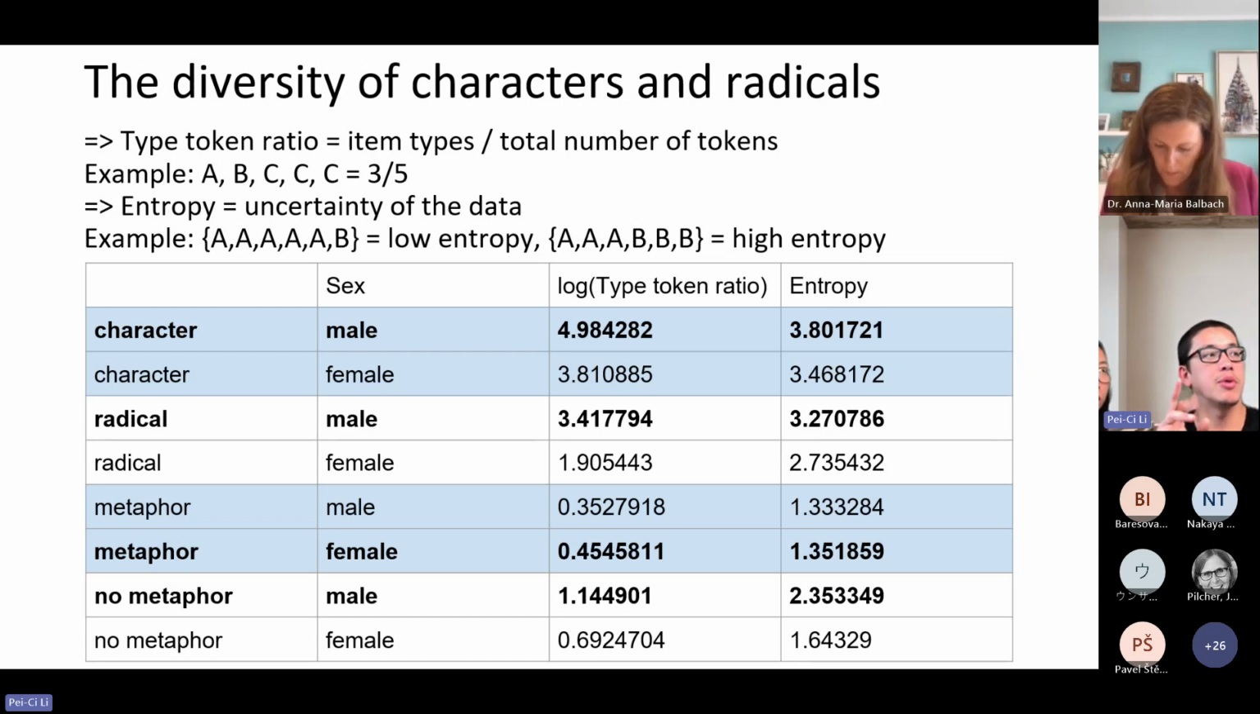So when we compare characters, radicals, and names with and without metaphor, we see that characters, radicals, and names without metaphor all have higher diversity for males, while names with metaphor have higher diversity for females. This reflects the idea, we think, that females are more likely to be dehumanized in a way and be compared with something else, like flowers, for example, and that's where you get more metaphors there. Also, of course, it reflects the social stereotypes.